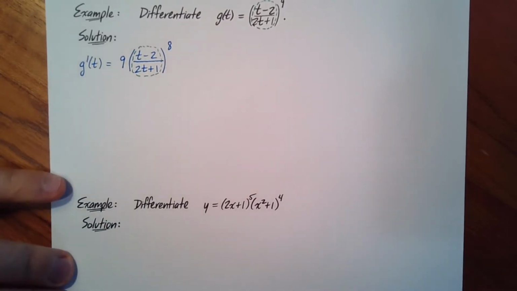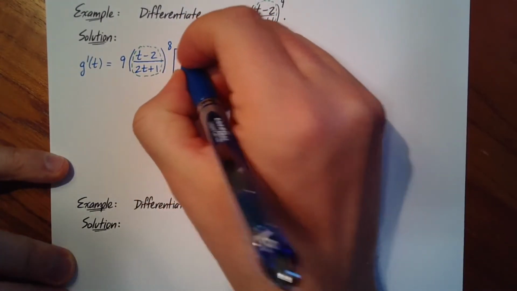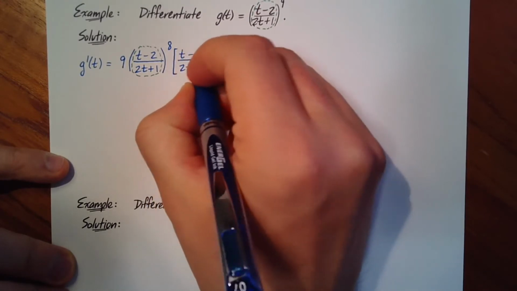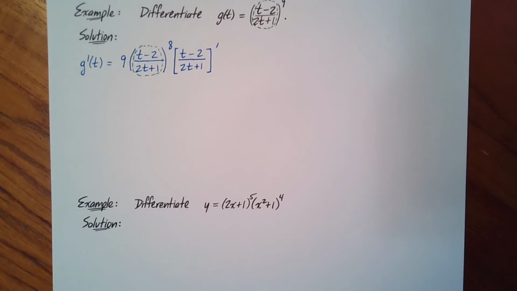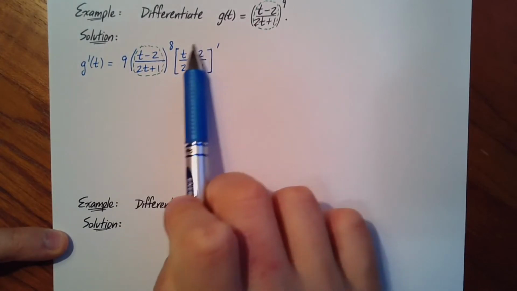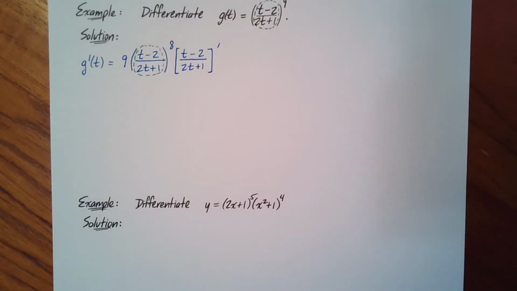So we still have to multiply by the derivative of the inside function, because that's what the chain rule says. So I'm going to add that in after. So we've got (t minus 2) over (2t plus 1), but I'm just going to stick a prime on the outside of that, because we still have to take its derivative. So that's just the application of the chain rule, but now you can see that to work this derivative out, we're going to have to do the quotient rule. So why don't we actually do that as a separate calculation?